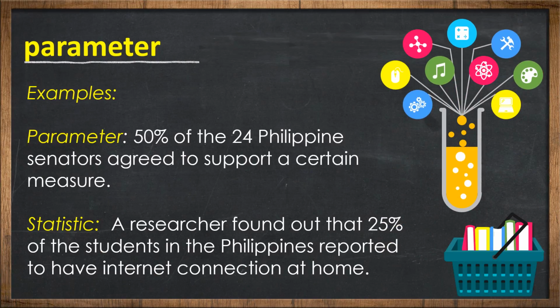Now, example. For example, a parameter: 50% of the 24 Philippine senators agreed to support a certain measure. A statistic: a researcher found out that 25% of the students in the Philippines reported to have internet connection at home. The first example indicates a parameter since there are only 24 senators in the Philippines, right? Researchers cannot ask millions of students if they have internet connection at home, so they take samples from the target population and calculate.